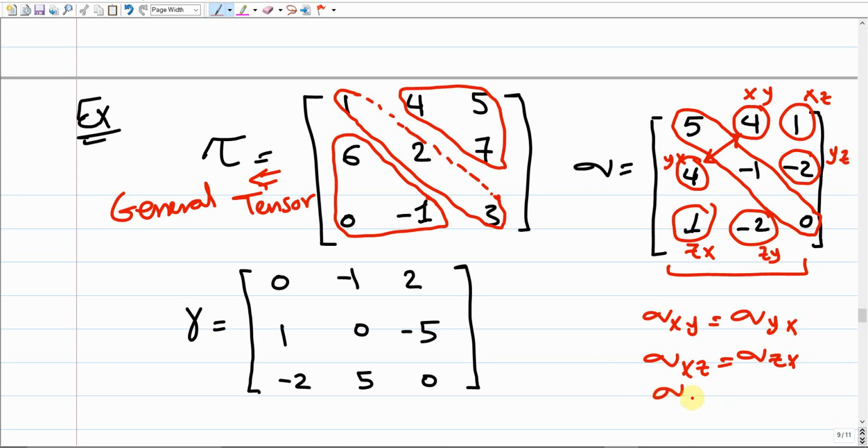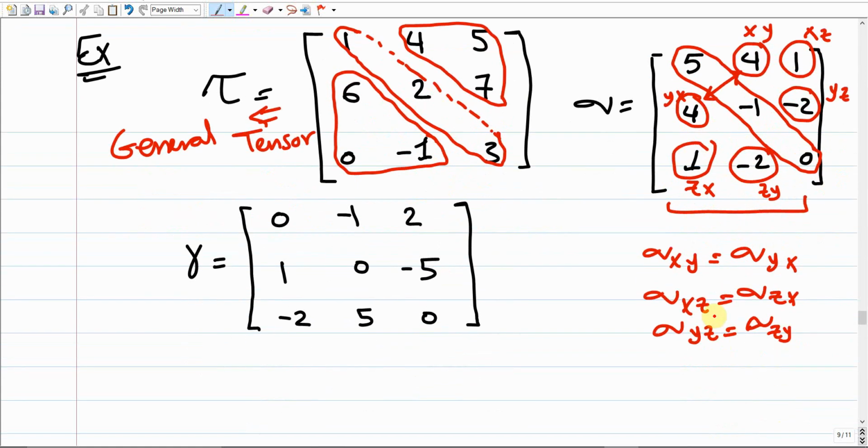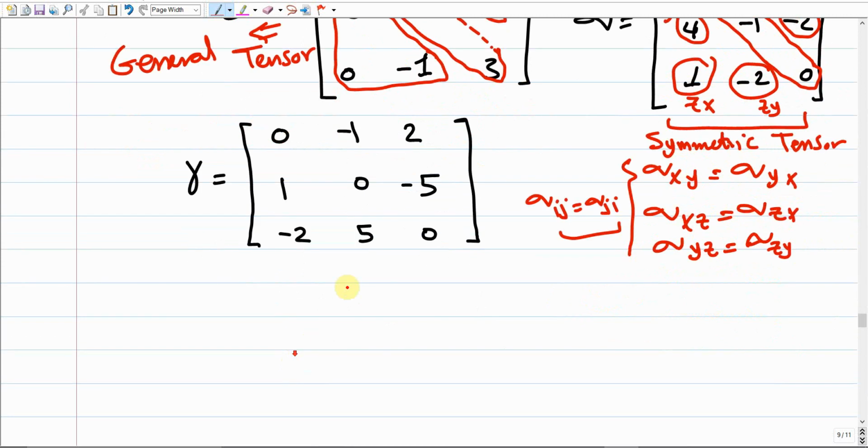It means that the sigma yz is equal to the sigma zy. Which indicates that if we decided to write this in the compact form, we're going to say that the sigma ij should equal the sigma ji. Make sense? And this is what defines a symmetric tensor. It means that this should be the symmetric tensor. Make sense? How about this one? This one should be a skew-symmetric tensor.